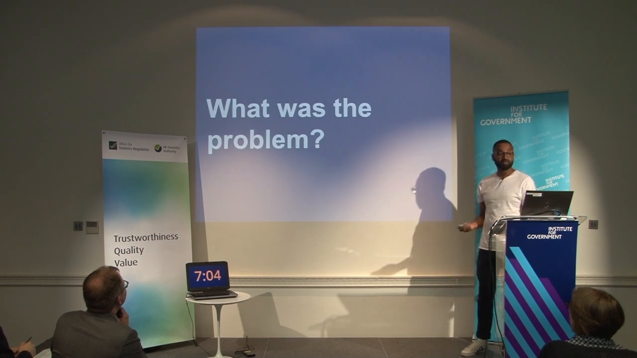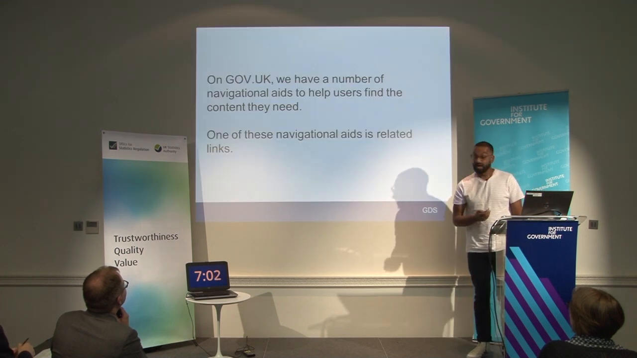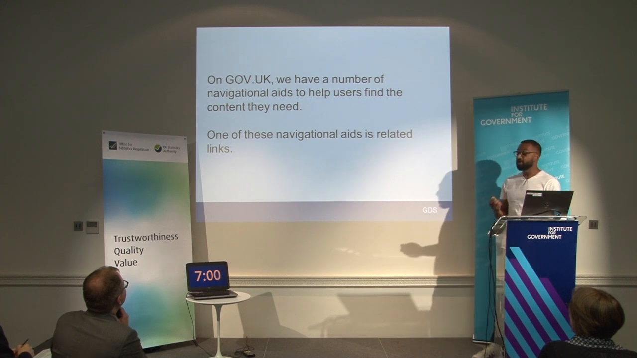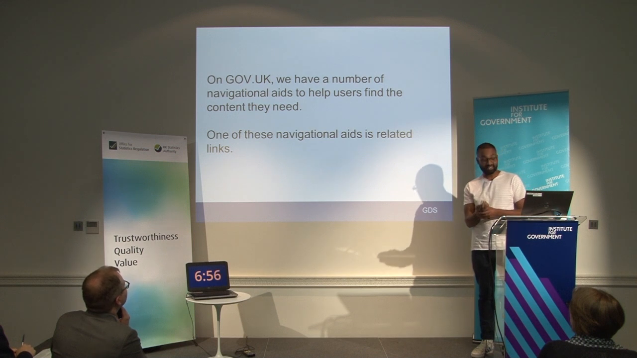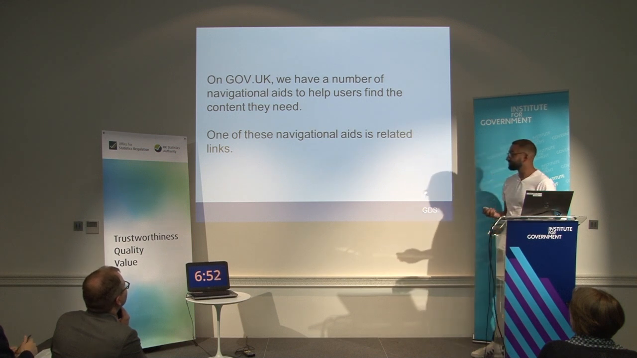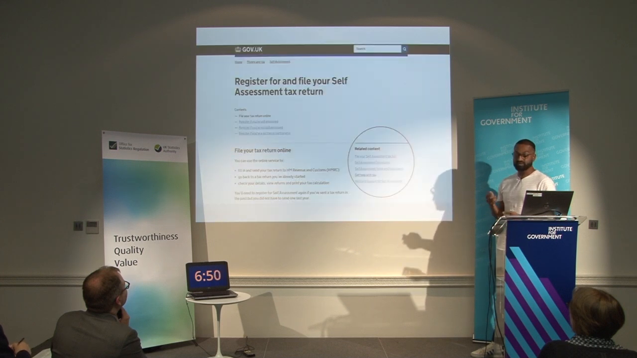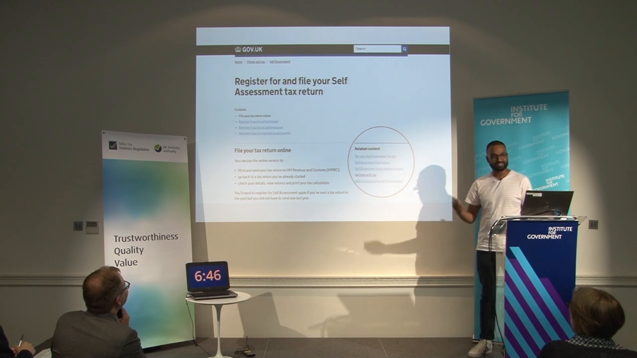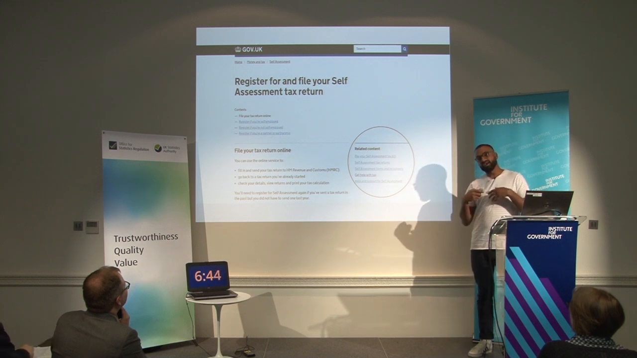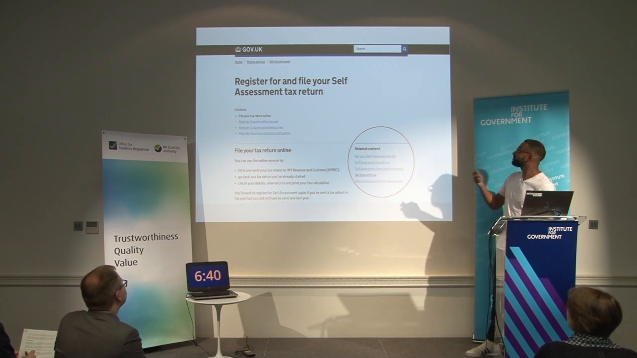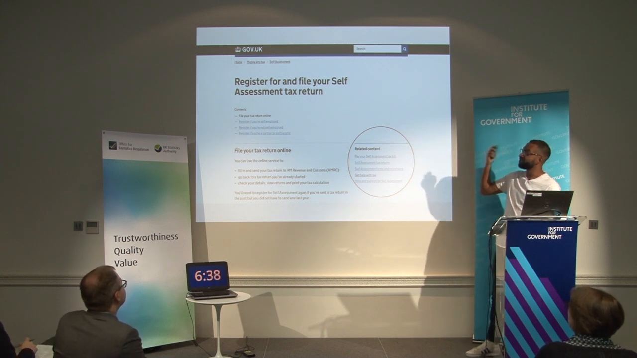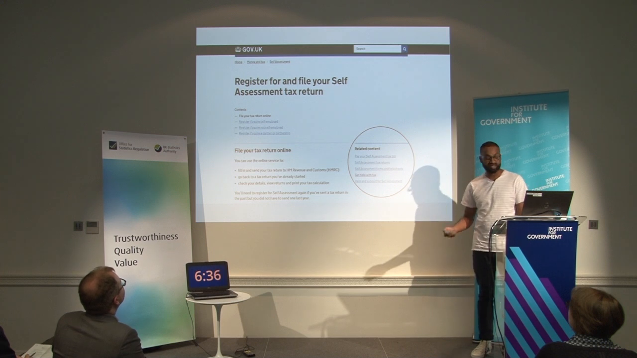So what was the problem we were trying to solve? On GovUK, we have a number of different navigational aids to help users find the content they need. One of these navigational aids is related links. As you can see, it's just links that we provide users to help them with their onward journey, but we also have other navigational aids such as the search bar, the header, the breadcrumb, and the footer.